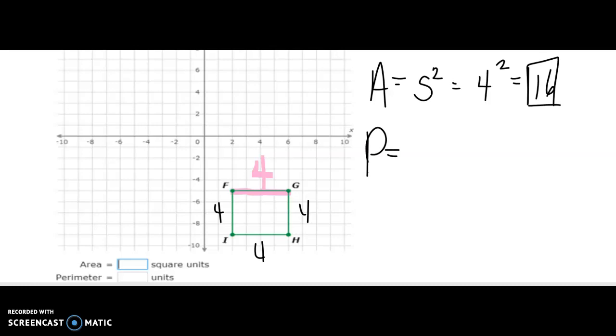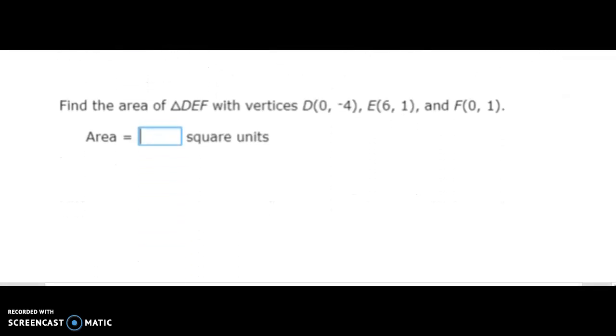Well, what are we adding up? We're adding 4. How many 4s? 4. So 4 times 4 is 16. And this is the only case whenever the area and the perimeter are actually the same answer. Usually that will never ever happen.